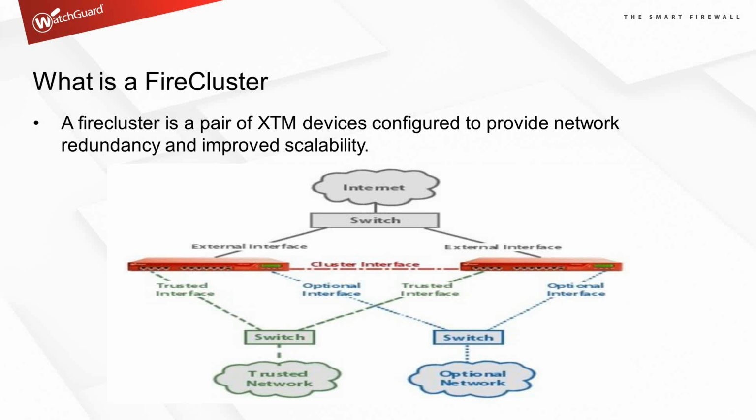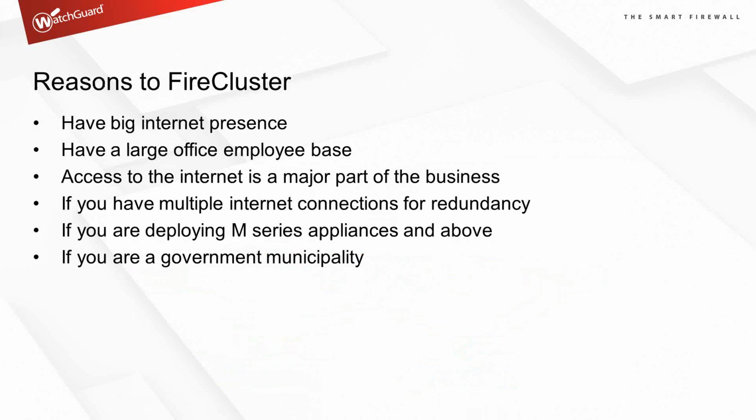With the diagram here, what I'm basically showing is we've got a connection to the internet, we've got a switch sitting on the outside of our firewalls, we've got two firewalls clustered together, and then those are both connected into our internal networks, both our trusted and our optional network. So for redundancy purposes, if any one of the boxes goes down, the other box will take over and keep those connections alive and active.